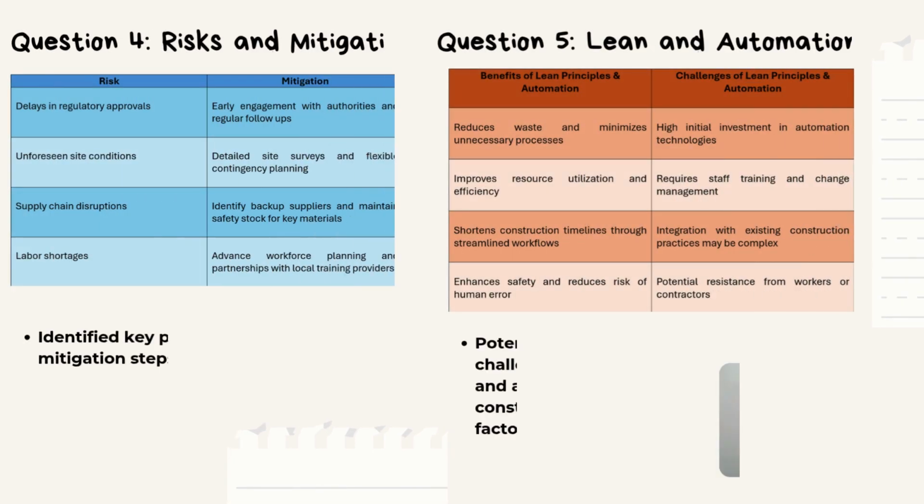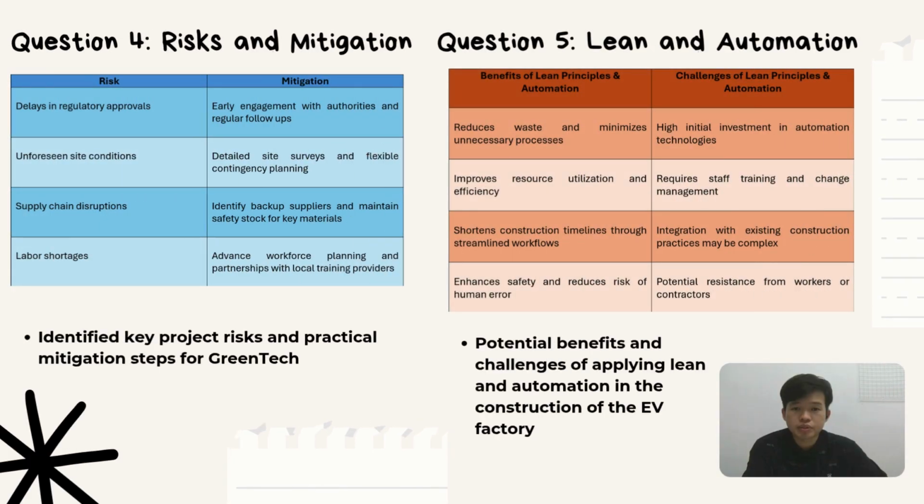For question 4, we identify several key risks that could affect the construction and launch of Green Tech EV factories along with practical mitigation steps. For example, delays in regulatory approvals are a concern, so early engagement with authorities and regular follow-up will help keep the process on track. Likewise, unforeseen site conditions could disrupt progress. Therefore, conducting a detailed site survey and preparing a flexible contingency plan is essential.